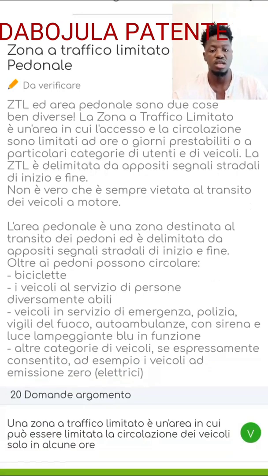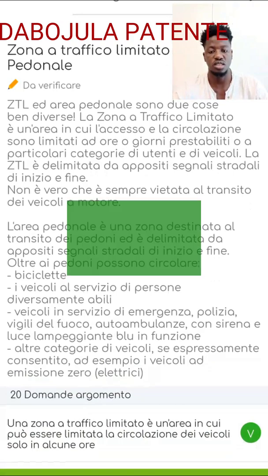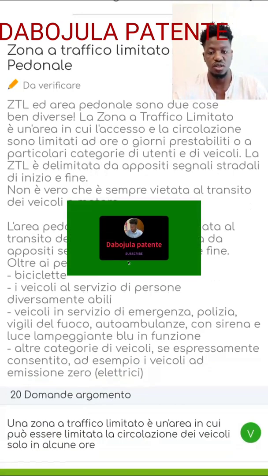These normally, as soon as or even before they enter these zones, these areas, must put on their sirens with flashing blue lights on to be able to identify them. These are vehicles that are usually allowed to transit in pedestrian area zones.